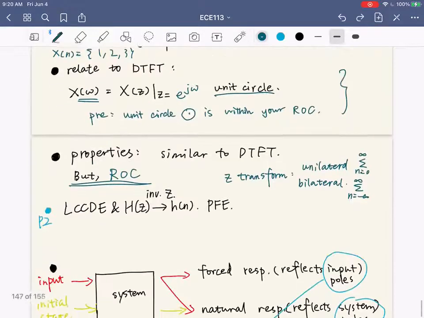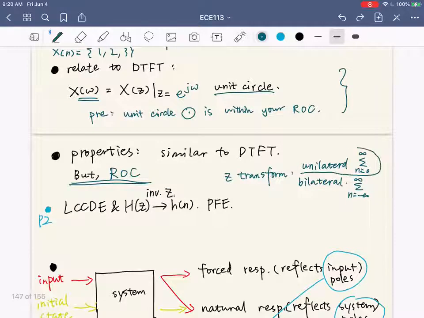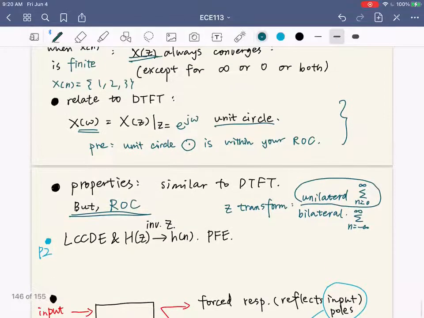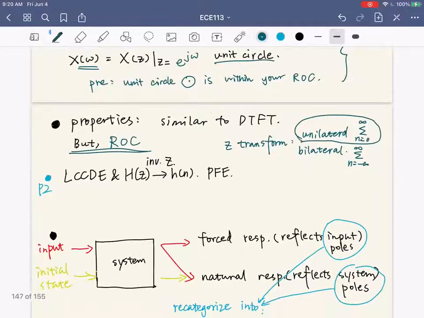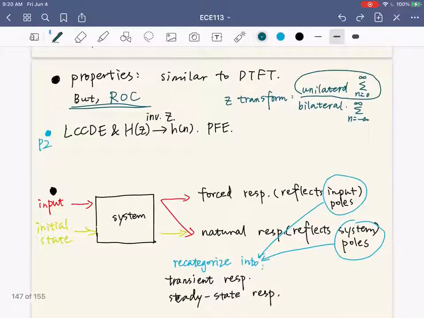In this situation, we usually ignore the ROC because it's basically a right-sided signal, and by default it will go outwards from the outmost pole, right? So in this context, the unilateral context, we don't need to explicitly claim our ROC. Any question about this?